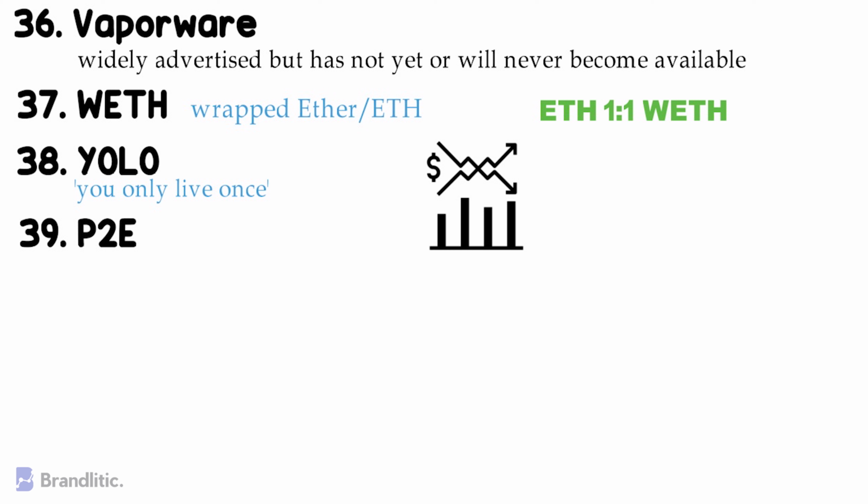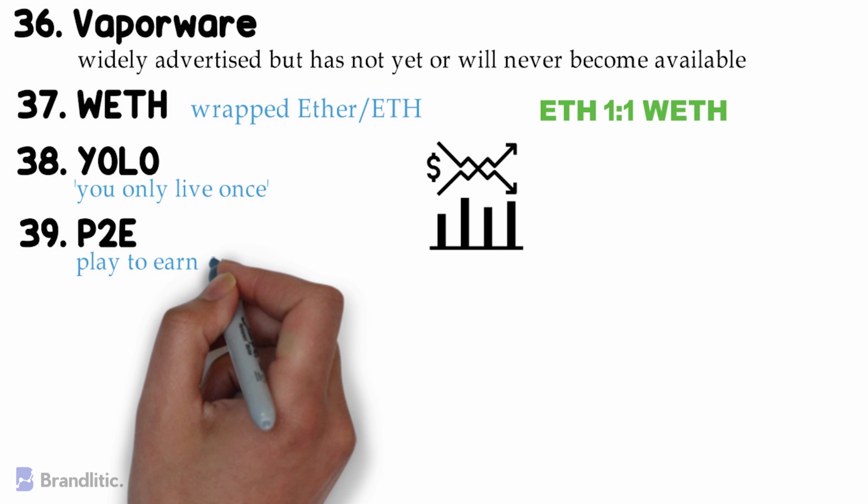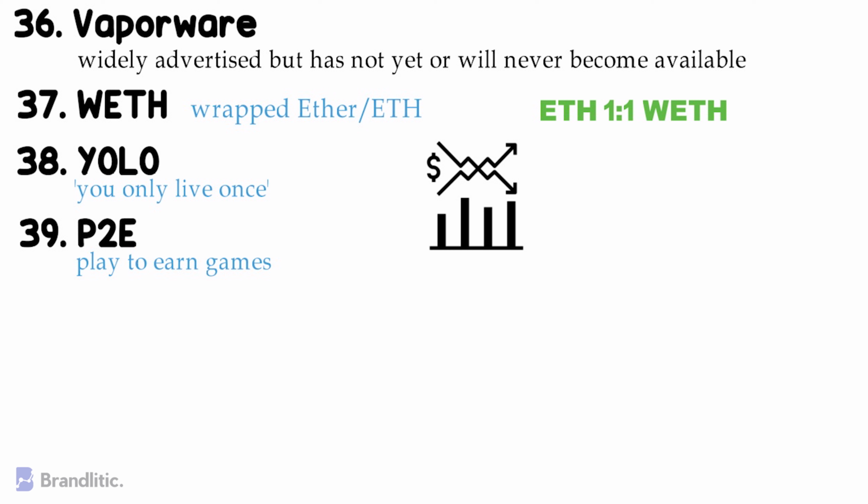Next, number 39, P2E. Now, P2E stands for play to earn games. These are blockchain based games that use tokens to reward players.